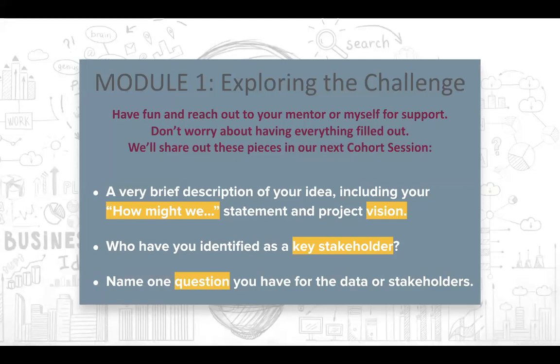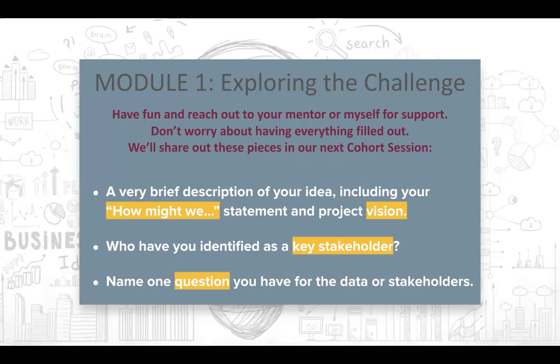Don't worry about having everything filled out. But these are the pieces that I'd like us to begin to talk about in our next cohort session, which is a very brief description of your idea. Everyone has great ideas already. So just including your first thoughts around how might you frame a how might restatement, and how would you begin to describe your project vision.